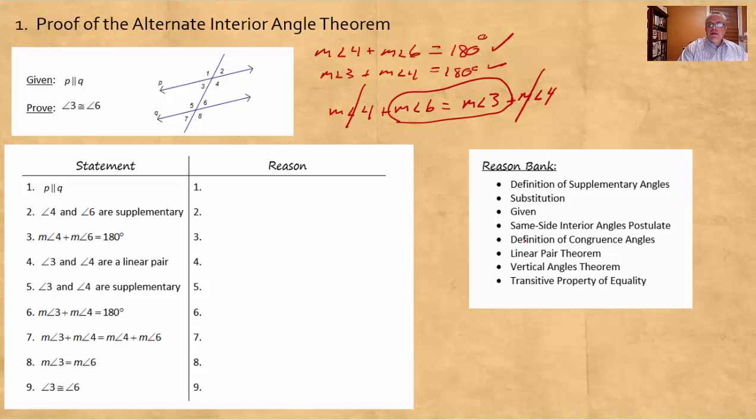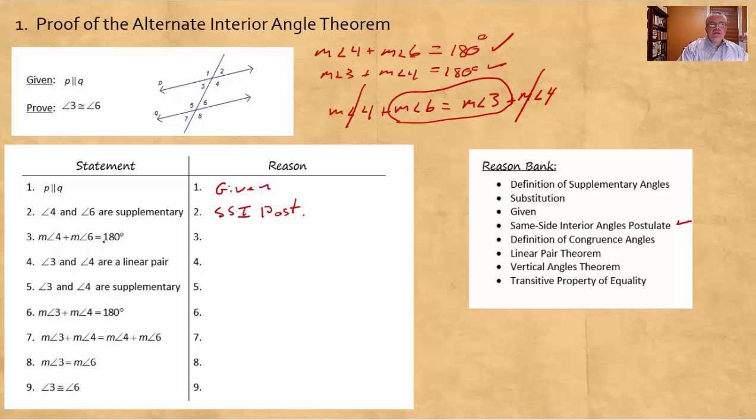We have a reason bank here. So on a quiz, I would give you the reason bank. Okay, so you just have to supply it. You have to put the right reasons down for the statements. So first, P is parallel to Q. That's given. Okay, 4 and 6 are supplementary. That's that postulate. We get that postulate right away. And I'm going to abbreviate because I can't write very well. So this is the SSI postulate. So SSI postulate.